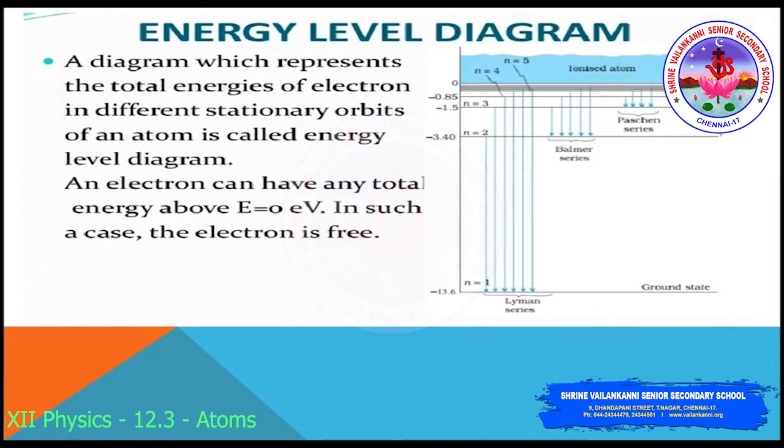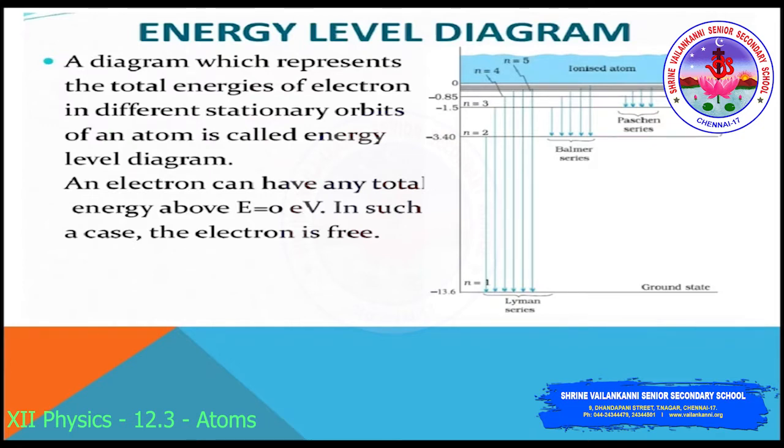Already we have seen these as the derivation part, so with the help of the diagram it will be very useful for you. And you may see 1 by 2 square minus 1 by n square. Then the next one is the Paschen series, in which n1 is equal to 3, right? This series lies in the infrared region.